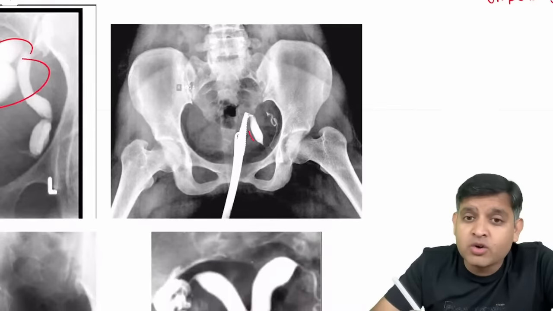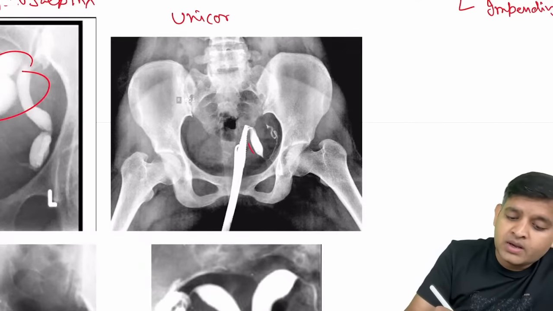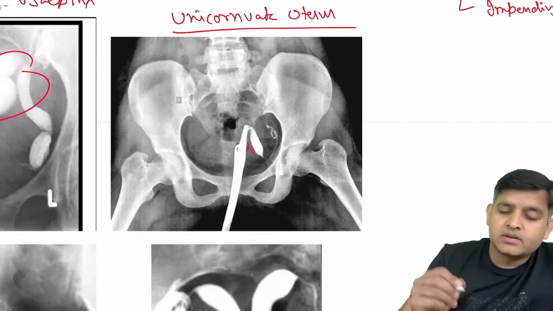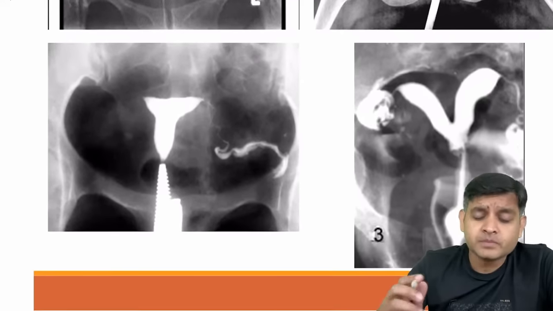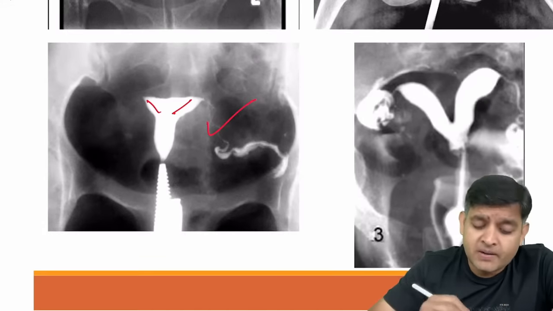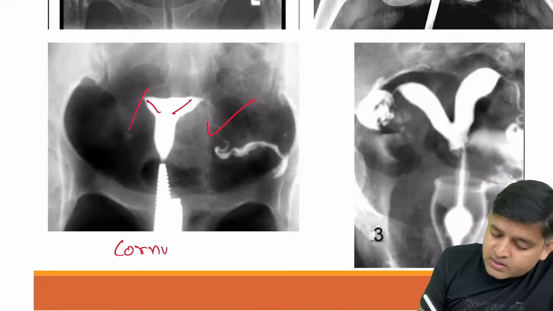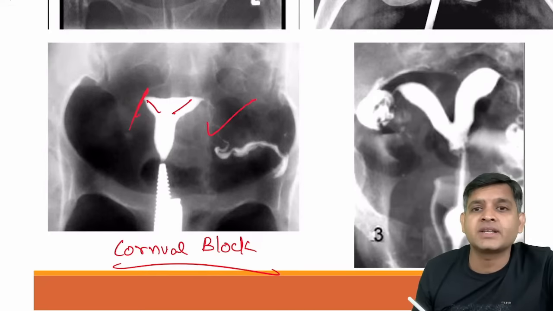Whereas what do we see here? You can see only one cornua of the uterus. So I call it as a unicornuate uterus. Whereas what do you see here? Both the horns are seen, but fallopian tube is seen on one side only. That means there is a block here, and this is called as cornual block, because the block is just at the horn.